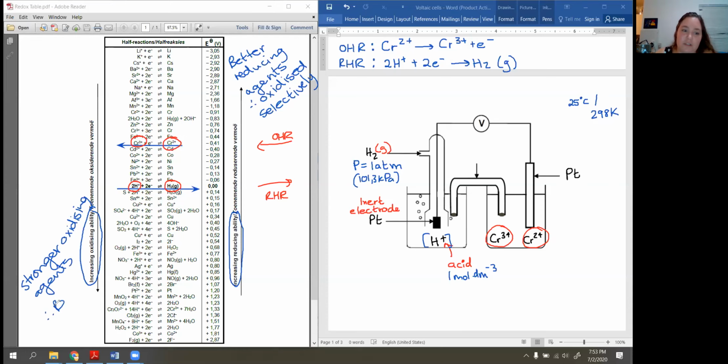Therefore, they are reduced selectively. Selectively means that a lot of things could be oxidized or reduced, but they're the ones that are chosen. So these are reduced selectively.